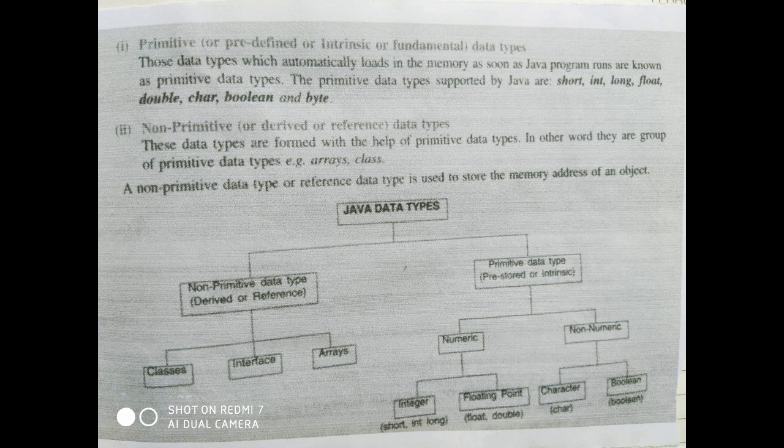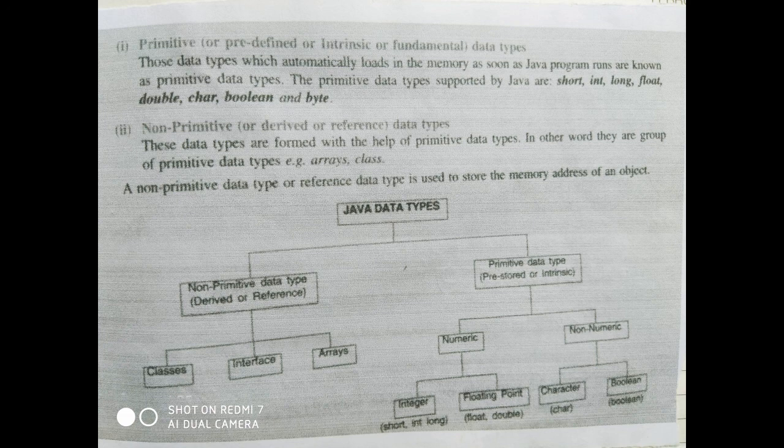Second, non-primitive or derived or reference data types. These data types are formed with the help of primitive data types. In other words, they are a group of primitive data types. Examples of non-primitive data types are arrays, class, interface. A non-primitive data type or reference data type is used to store the memory address of an object.